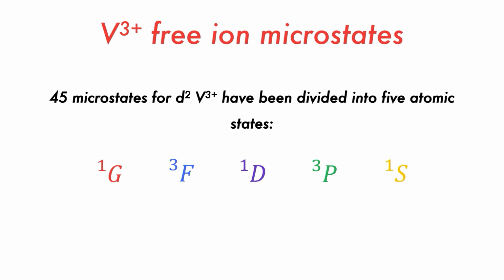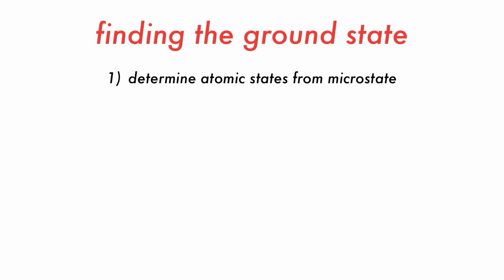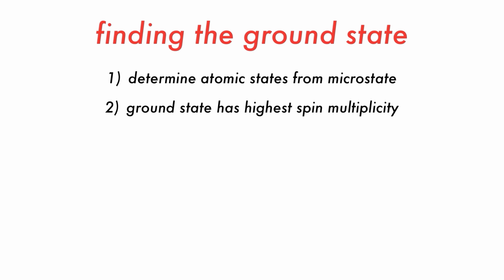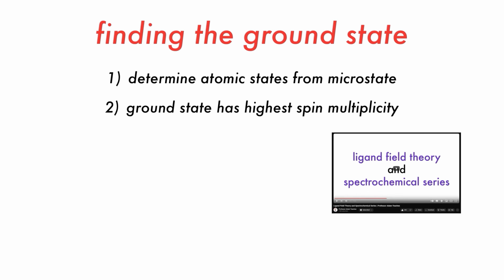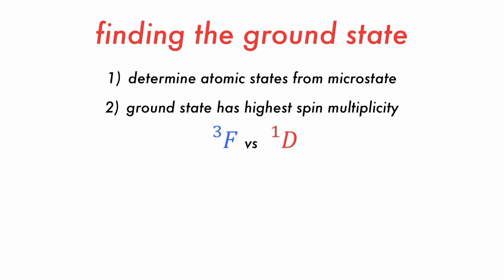Previously, we started with 45 microstates for the vanadium 3+ ion, which is d2. But before we talk about vanadium 3+, let's now consider the general procedure for the determination of the atomic ground state for a free ion. First, the atomic states need to be determined from the free ion microstates. Then, from these atomic states, the ground state will be found among those with the highest multiplicities, as this will reduce the Coulombic repulsion energy and increase the exchange energy terms. Check out the video linked for more on these energy terms. So in the case of triplet F versus singlet D, triplet F would be considered the ground state.